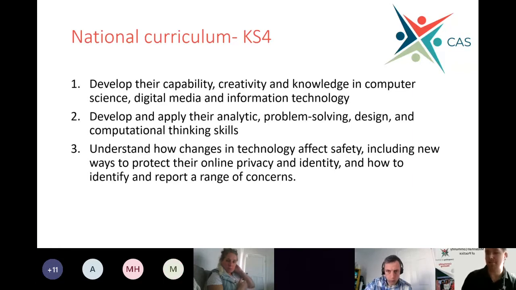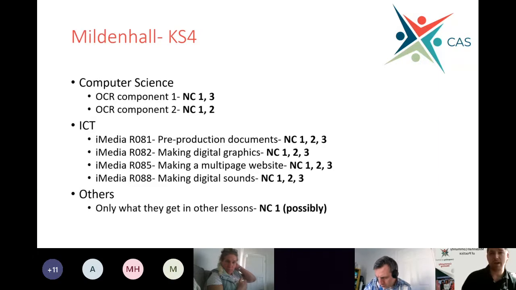At the moment, I'm not particularly happy with where we are at Key Stage 4. We have got some of it met, but only for those that choose computing or ICT. So we do computer science, OCR, with component 1 and component 2 that meet those different strands easily, but that's a class of about 30 kids in each year doing it.